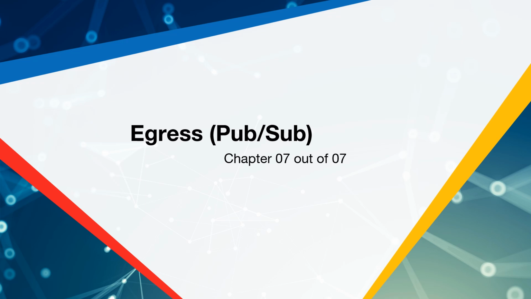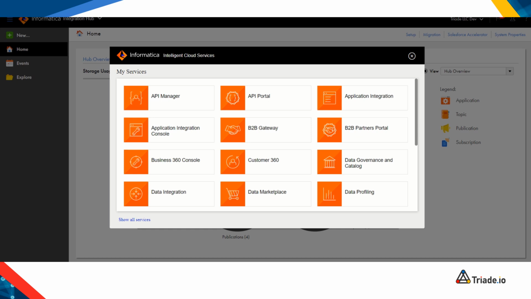So let's move to the last topic of this presentation. Let's talk about how we design the pub/sub of MDM data. So for the egress, we have basically three ways to get data out of MDM, right?